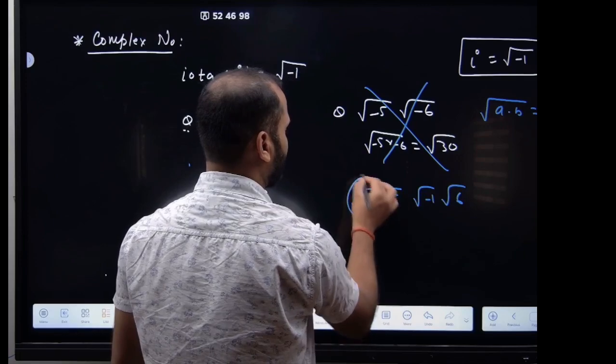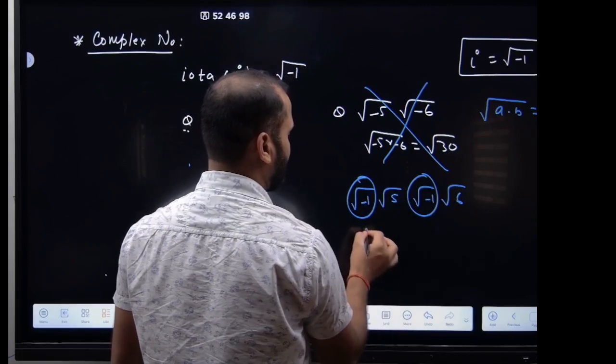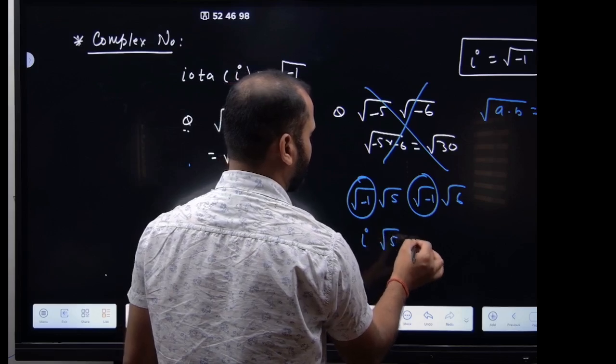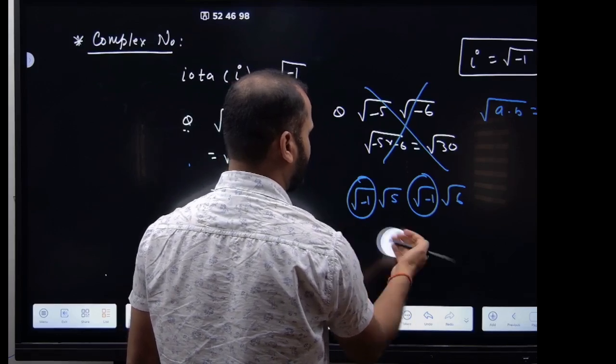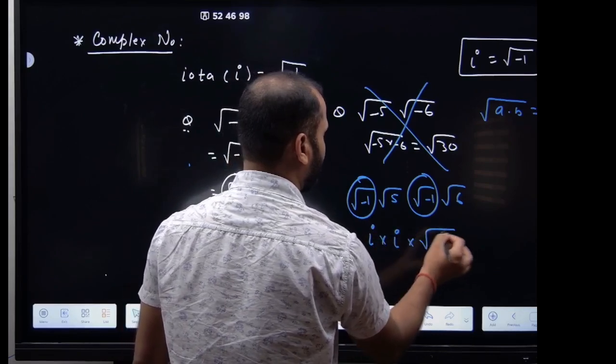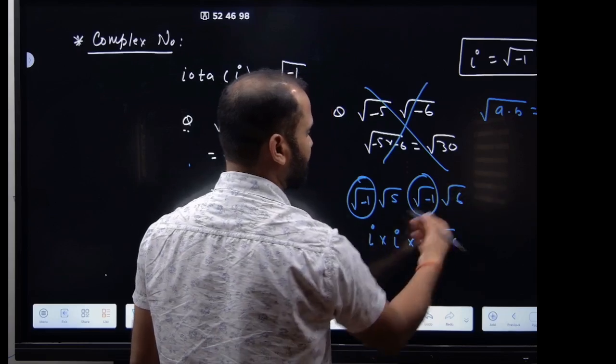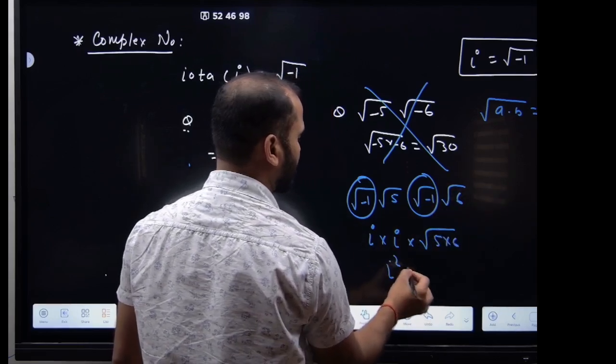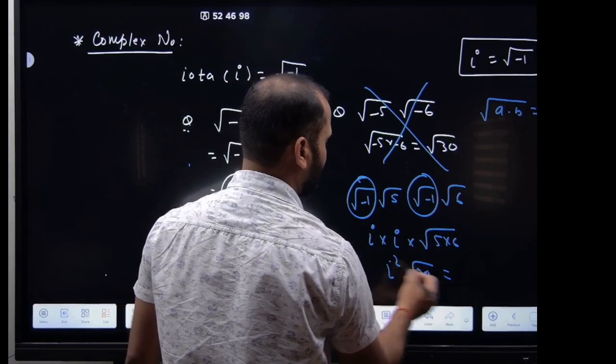Root under minus 1 is nothing but I, right? Root under minus 1, root under 5, this is also I. So, can I write like this? See, I into I, and here root under 5 into 6, both are positive, then we can write like this. This is I square root 30. How much is I square?